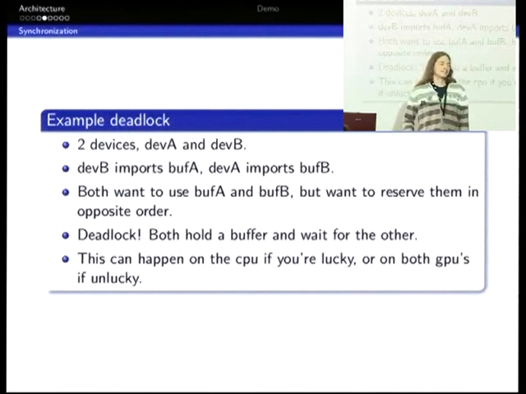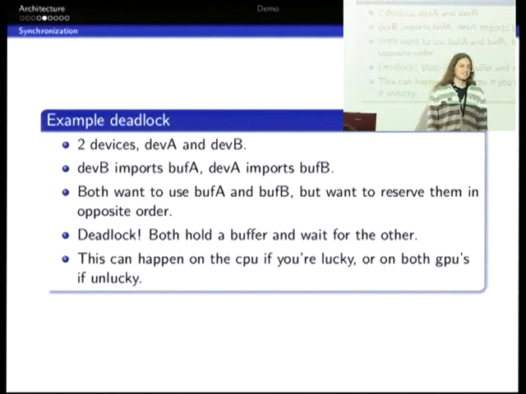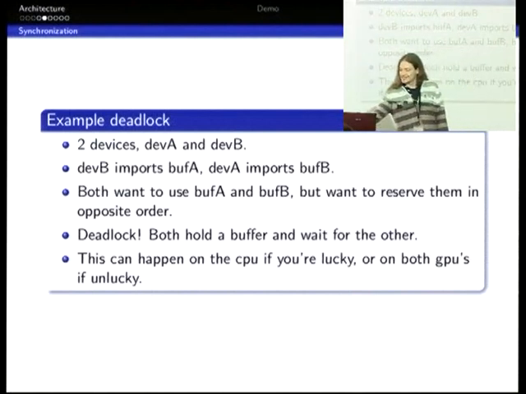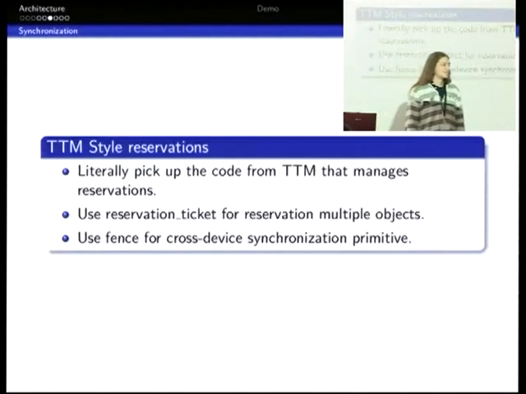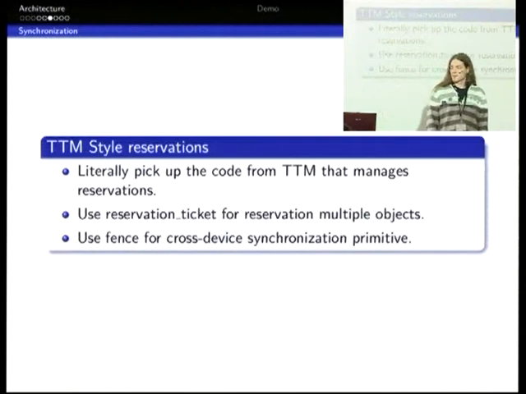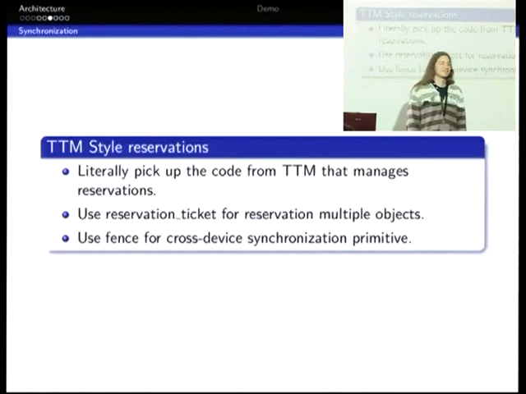And this doesn't necessarily have to happen on the CPU. It could be that, for example, the card has to wait for the first buffer to finish rendering, and the other has to wait for the other buffer to finish rendering. In that case, you would also get a deadlock. And that's what really the solution is: steal the TTM style reservations. That's really just picking all the code from TTM that's dealing with reservations.